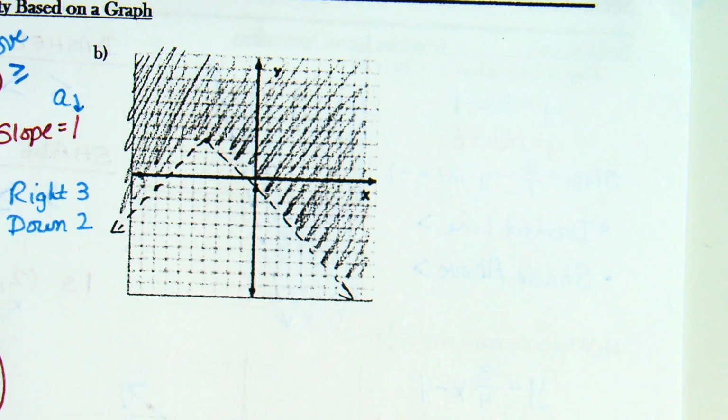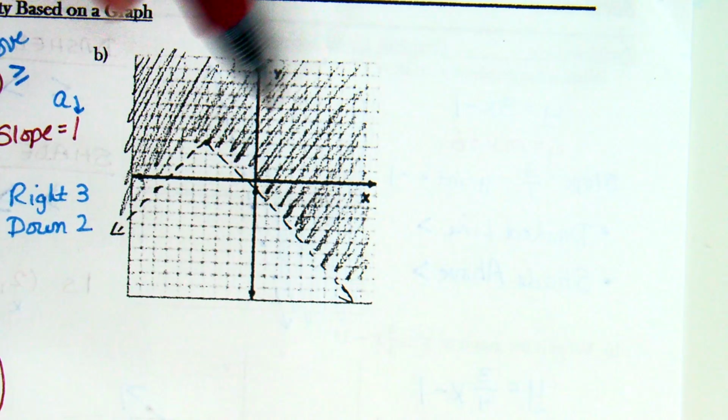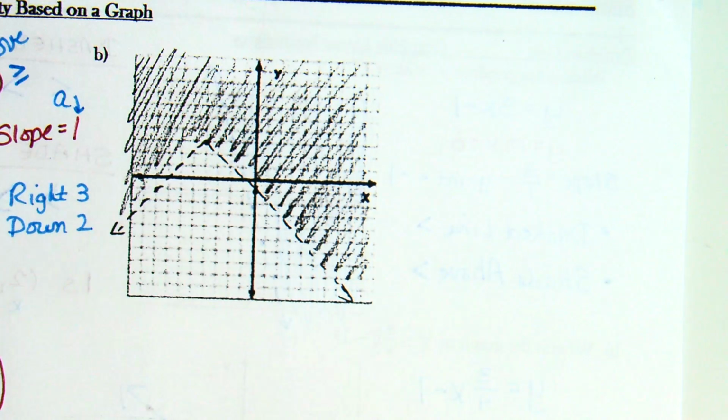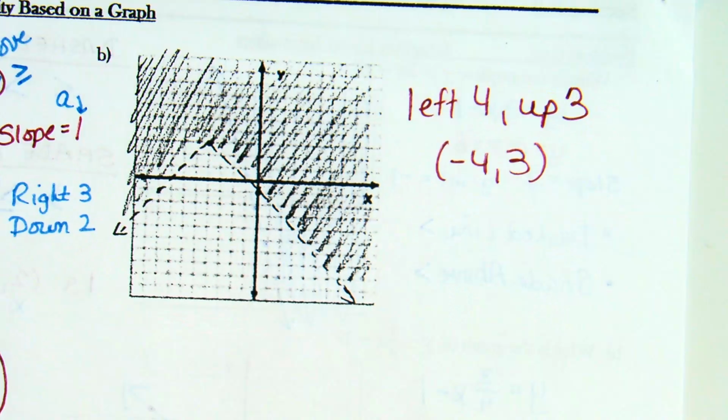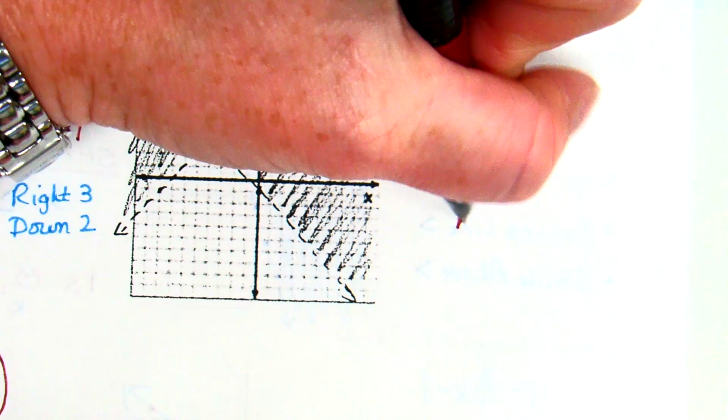Okay, let's do this last one real quick. Where does this V move? In other words, the vertex. Over 4, and that is a left 4, up 3. And so as a vertex, that is -4, 3. Those are my h and k.